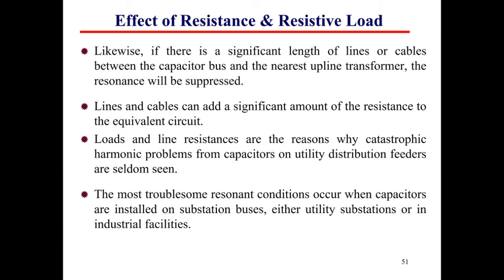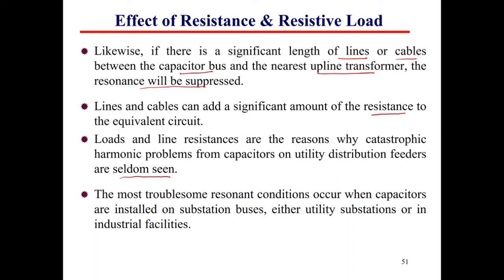Likewise, if there is a significant length of overhead line or cable between the capacitor bank and the nearest transformer, that will also reduce the resonance. It can suppress the resonance, since the line and the cable will add resistance to the equivalent circuit. Load and line resistance are the reason why catastrophic harmonic problems from capacitors and transformers are seldom seen. So because of the existence of the resistance, that's why we don't see big problems in the distribution system.